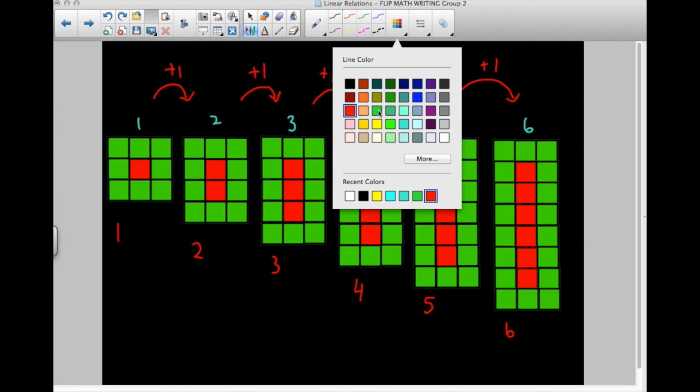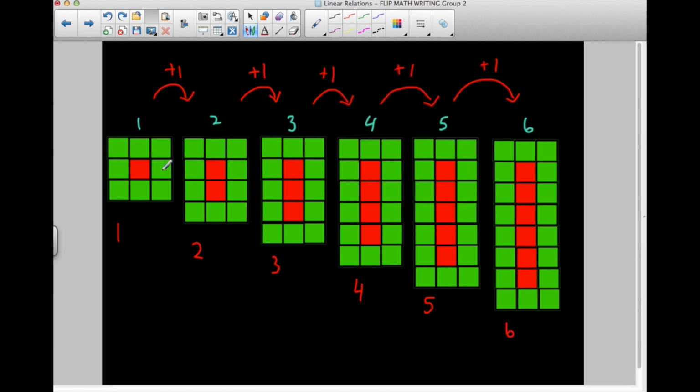Let's have a look at the green blocks. 1, 2, 3, 4, 5, 6, 7, 8 green blocks. 1, 2, 3, 4, 5, 6, 7, 8, 9, 10 green blocks. In shape number 3, we have 12 green blocks. And before we go and continue counting every set of blocks, let's see if we can think about what is happening as we change from shape 1 to shape 2.